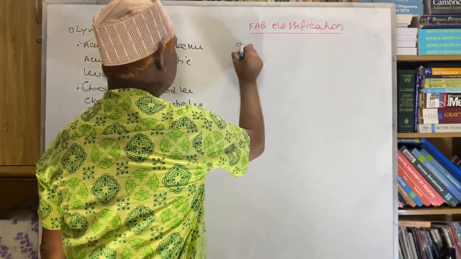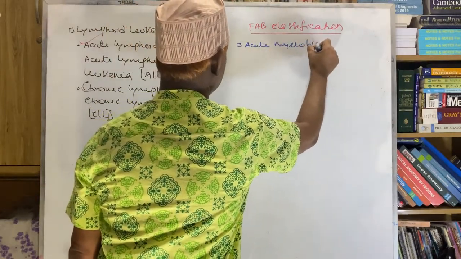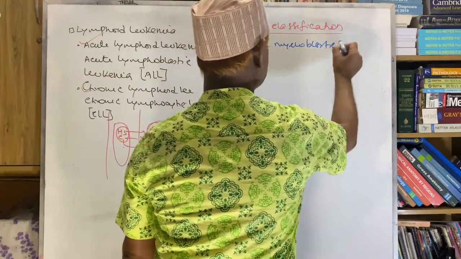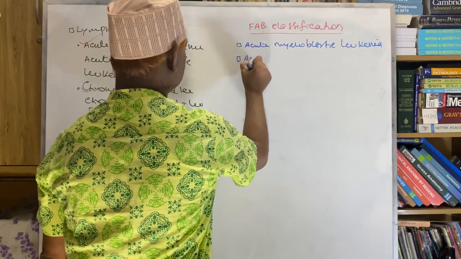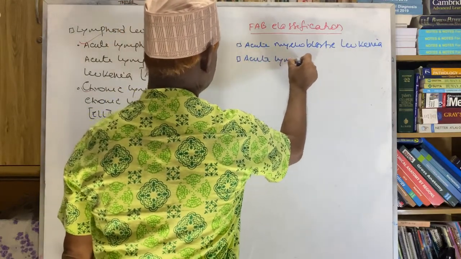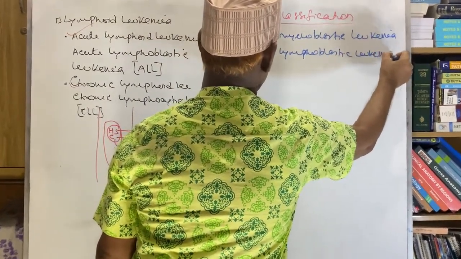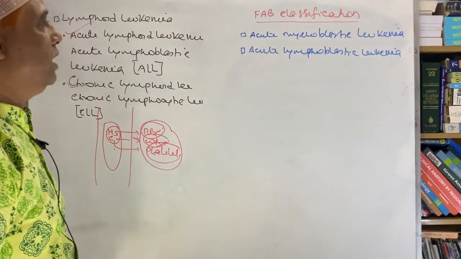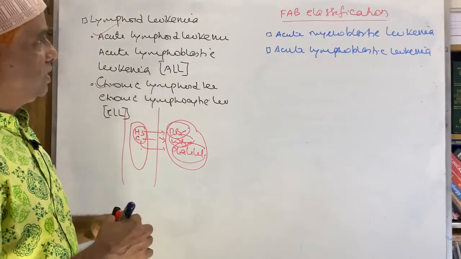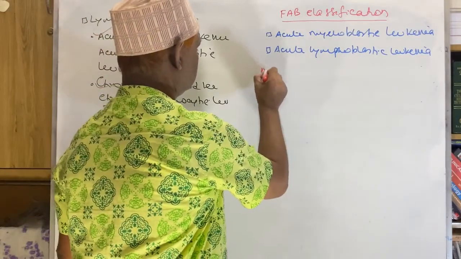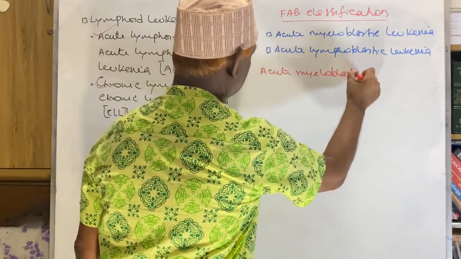It is broadly two types: acute myeloblastic leukemia and another is acute lymphoblastic leukemia. So broadly acute myeloblastic leukemia and acute lymphoblastic leukemia. Now come to acute myeloblastic leukemia.